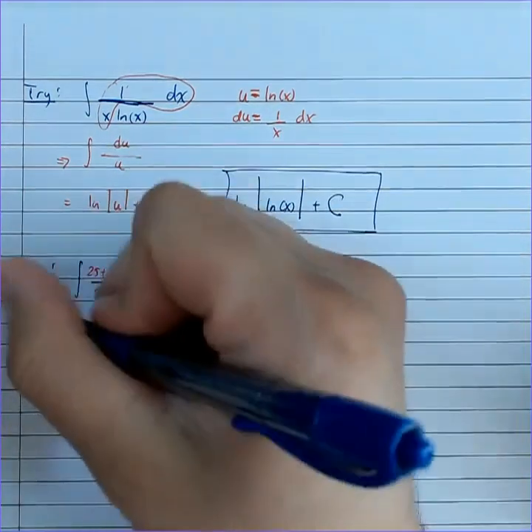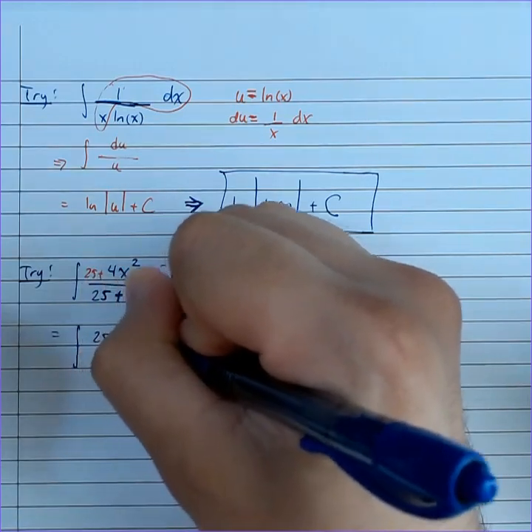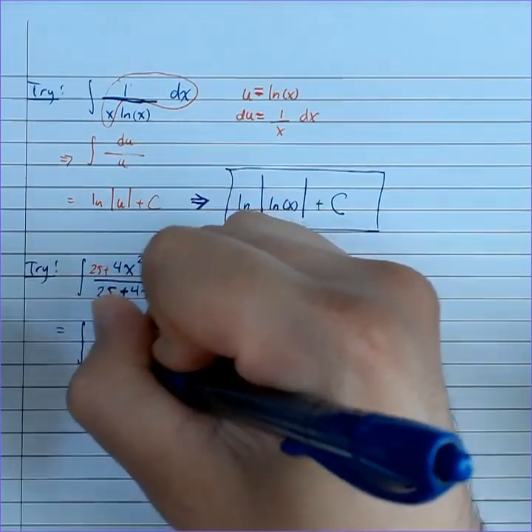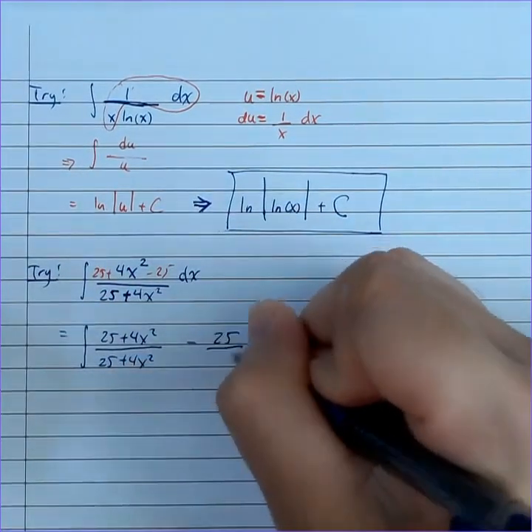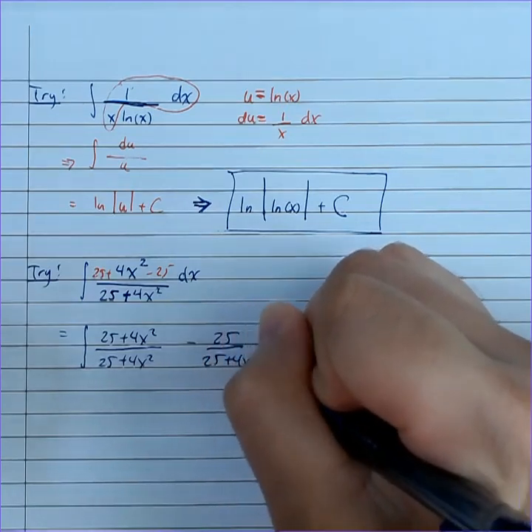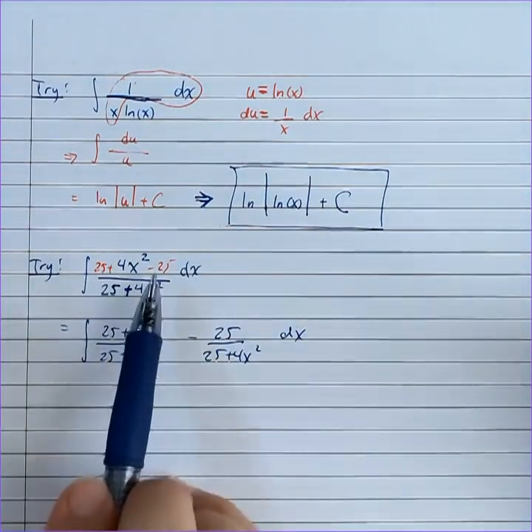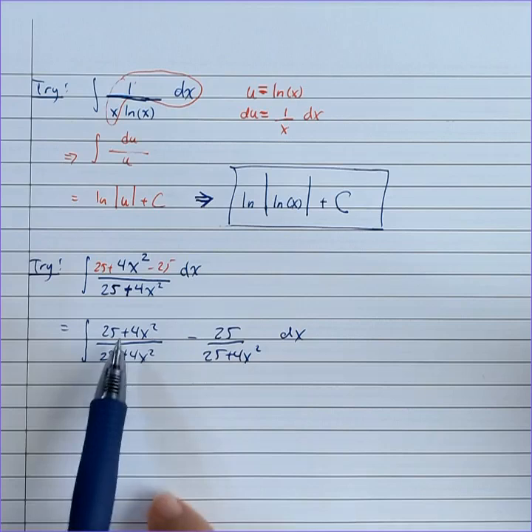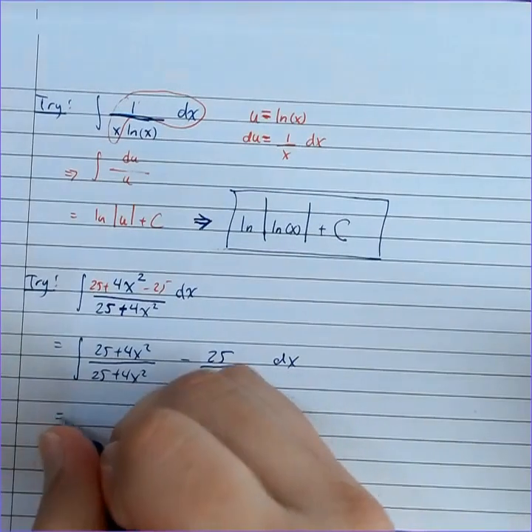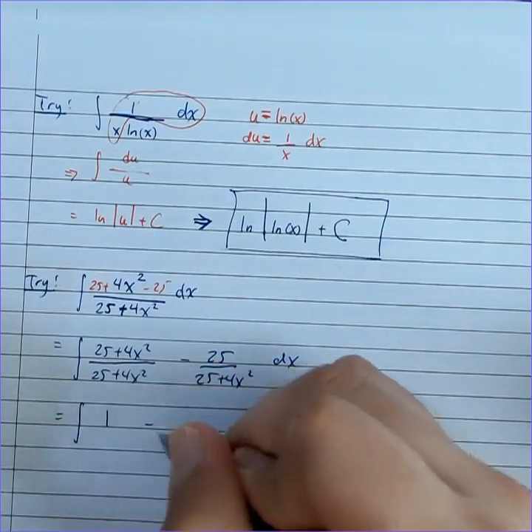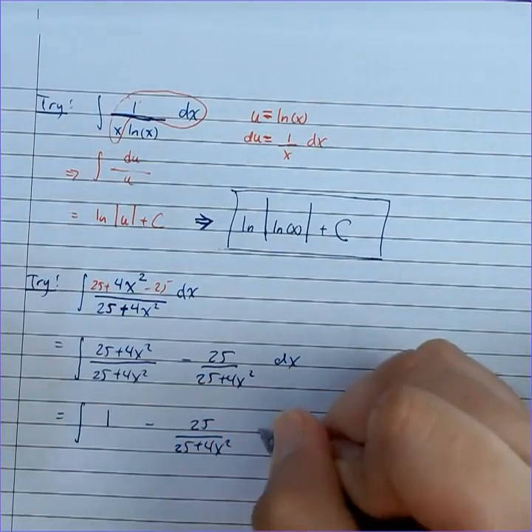Okay, so now this is going to become the integral of 25 plus 4x squared over 25 plus 4x squared minus 25 over 25 plus 4x squared dx. These two come together, and I can split this one aside. The reason I keep these together is because now this is just the number 1. So this will give me the integral of 1 minus 25 over 25 plus 4x squared dx.